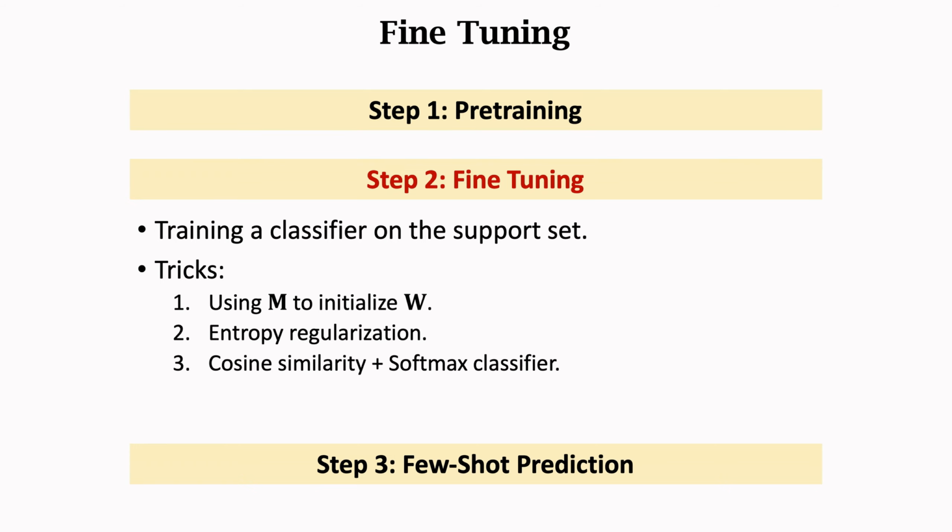I have introduced 3 useful tricks for fine-tuning. First, don't randomly initialize the softmax classifier. Instead, use matrix M to initialize parameter matrix W. The rows of M are the mean vectors, mu's. Second, use the entropy regularization to alleviate overfitting. Third, combine the cosine similarity with the softmax classifier. Using cosine similarity to replace the inner product sounds almost trivial, but it does improve the prediction accuracy.